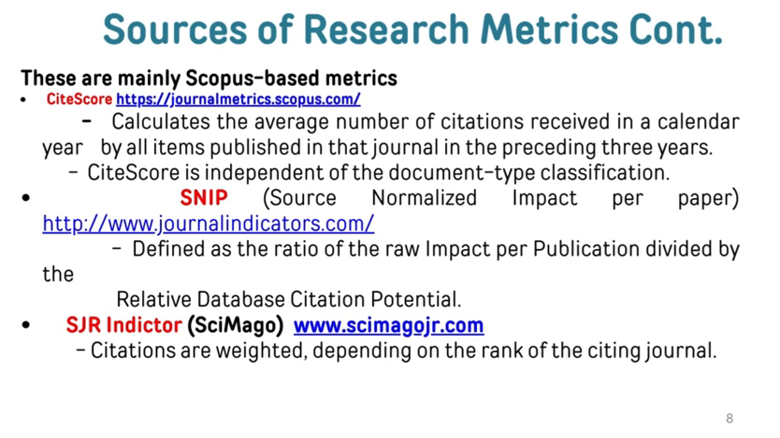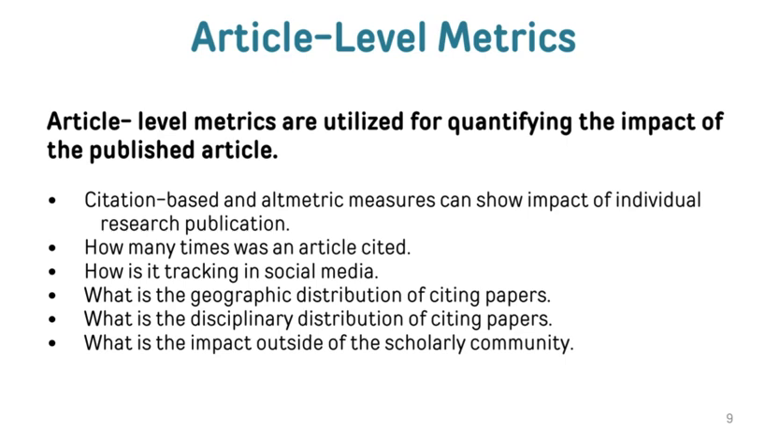Other sources of the research metrics we have are SCImago Journal Rank (SJR), SNIP, and the SJR indicator. All of these have a very important role in research assessment and evaluation. Okay, the article metrics. Article-level metrics are utilized for quantifying the impact of the published article, and this includes the citation-based and altmetric measures that can show the impact of individual research publications of that author.